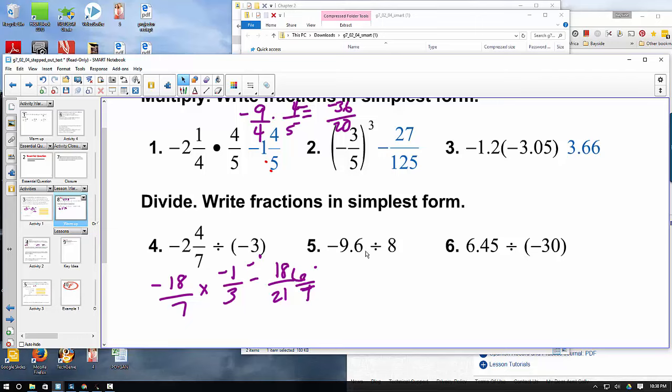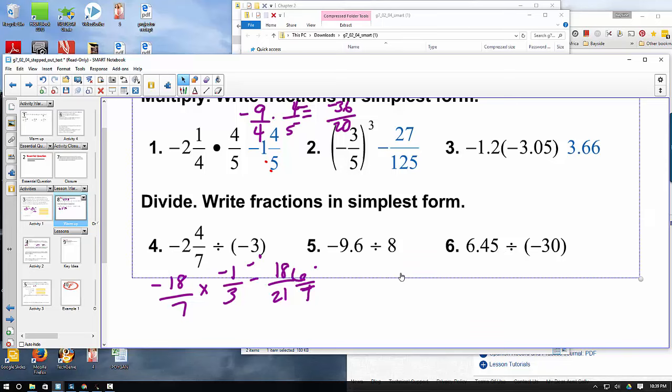Negative 9.6 divided by 8, same kind of thing here. I could divide straight across if I'd like to, or multiply by 1/8. And when I do that, I get negative 1.2. And then finally, this one here is 6.45 hundredths divided by negative 30. I could either divide by 30, or I could multiply by negative 1 over 30. In either case, I get negative 215 thousandths.